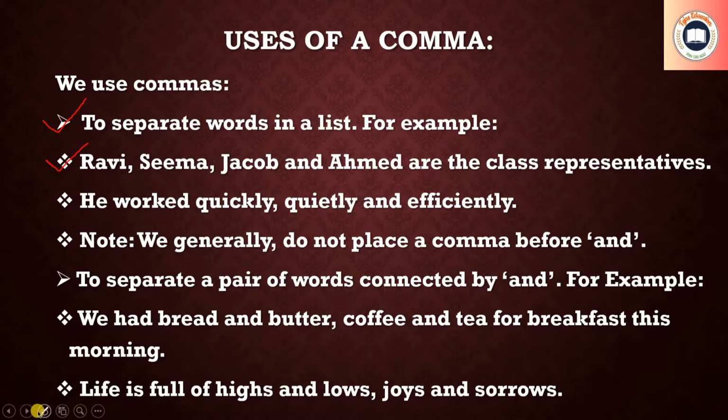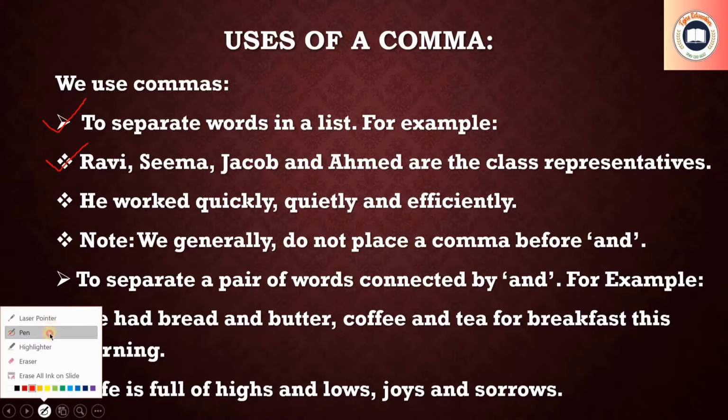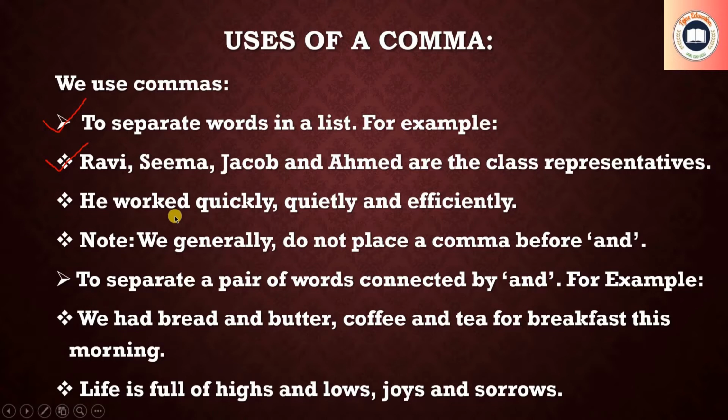Now let us see the second example. What is the second example? He worked quickly, quietly and efficiently. So these three words are used to describe how he worked. Okay, how the person worked. So he worked quickly, quietly and efficiently.